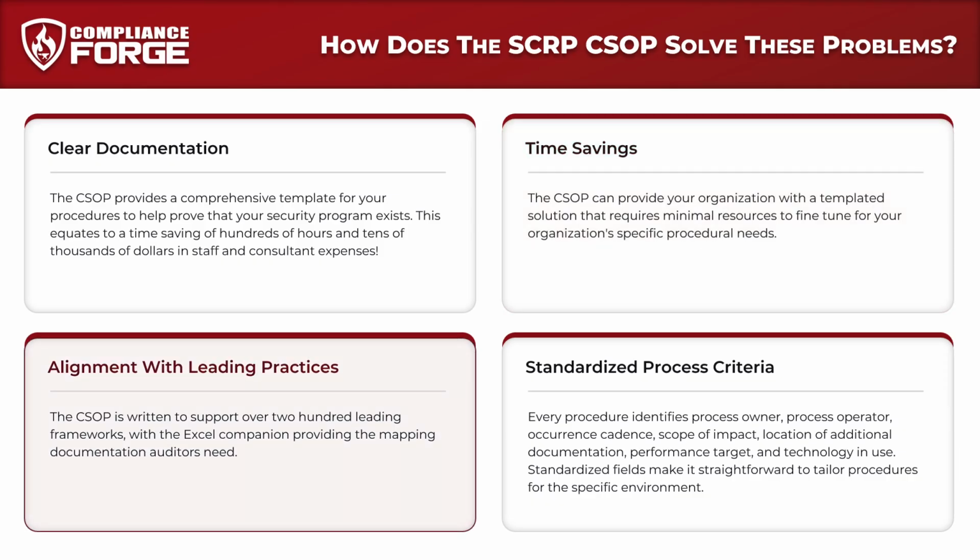The third is alignment with leading practices. The CSOP is written to support over 200 leading frameworks, with the Excel companion providing the mapping documentation auditors need. And the fourth is standardized process criteria. Every procedure identifies the process owner, the process operator, the occurrence cadence, the scope of impact, the location of additional documentation, the performance target, and the technology in use. Standardized fields make it straightforward to tailor procedures for your specific environment.